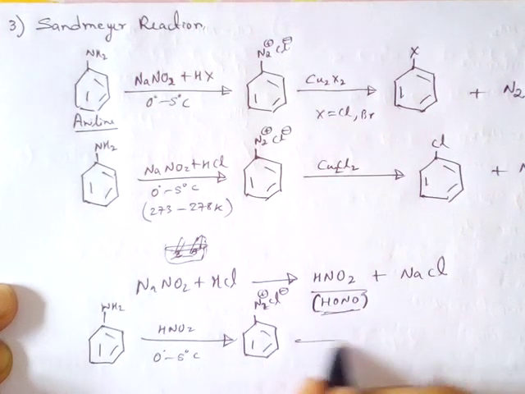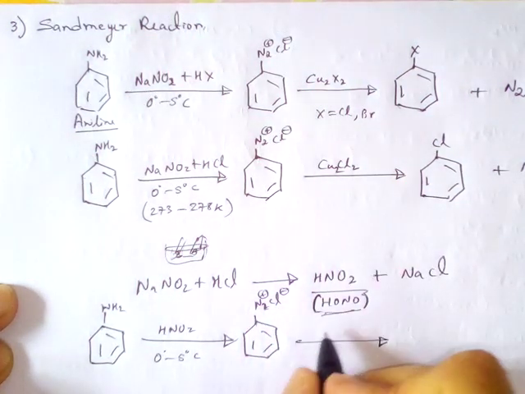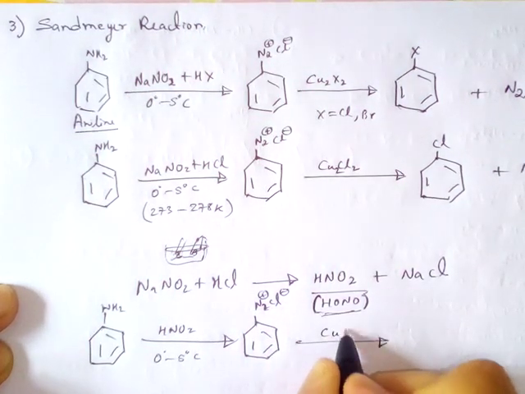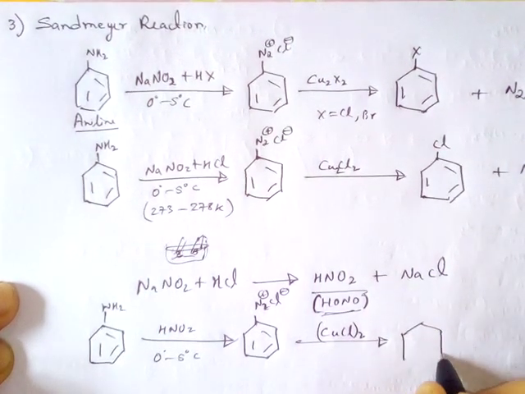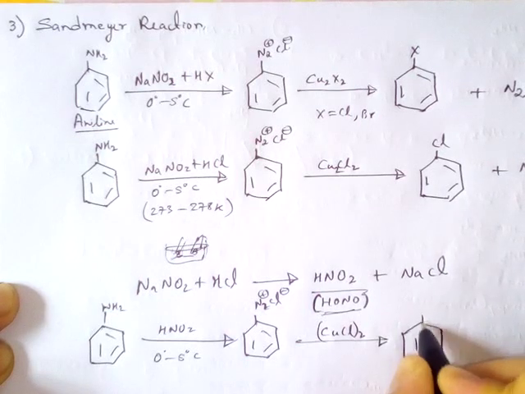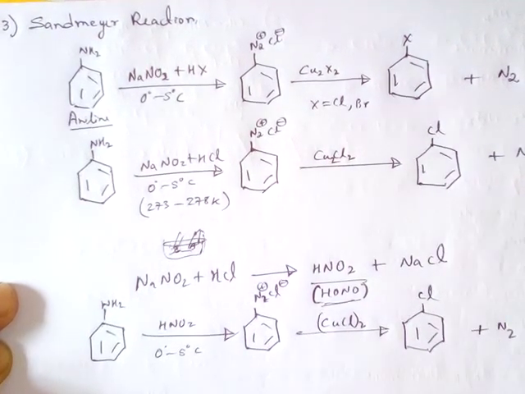So when you treat it with, suppose instead of Cu2Cl2, it's also written as CuCl whole twice. Sometimes it's also written like this. So your product will be the same thing, chlorobenzene, plus some side product will be there. So this is your Sandmeyer reaction.